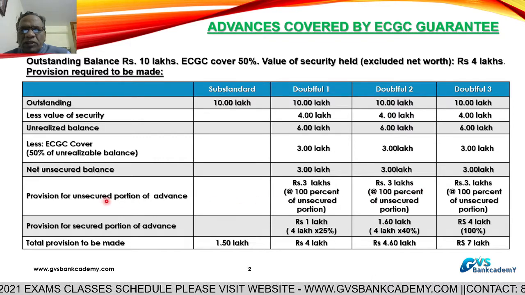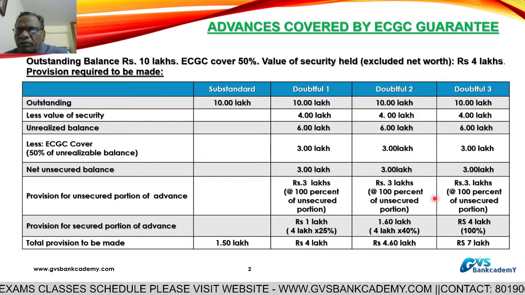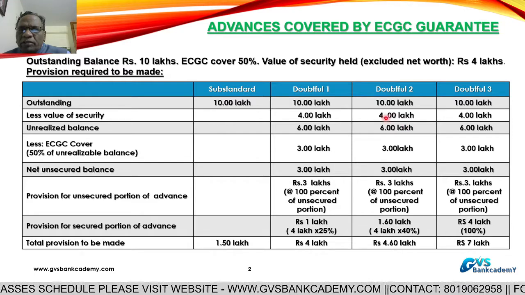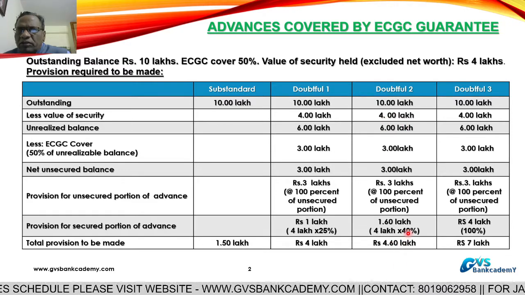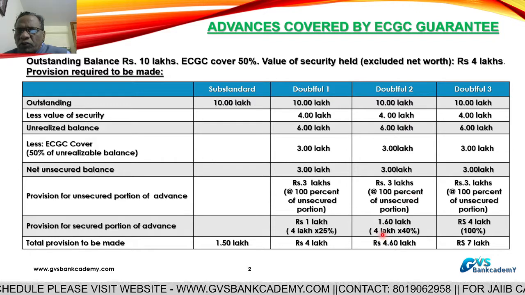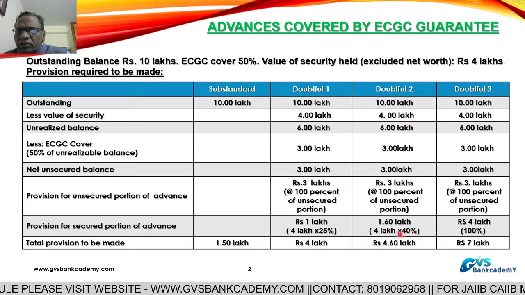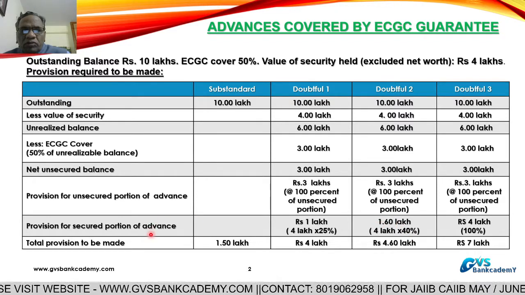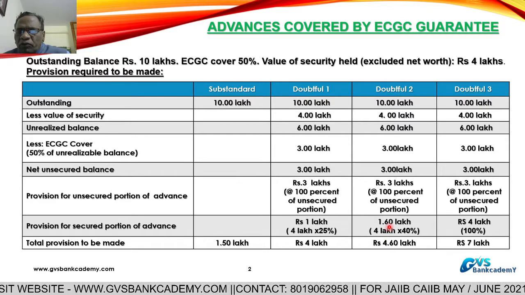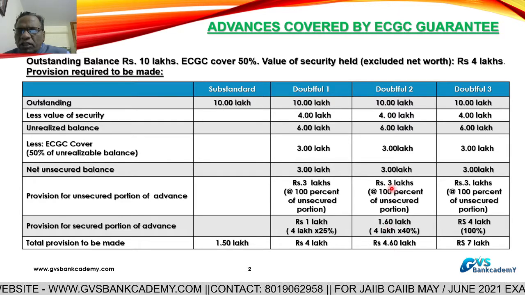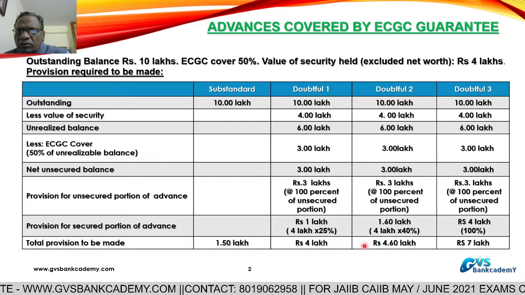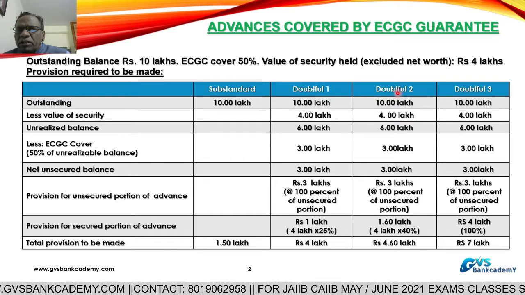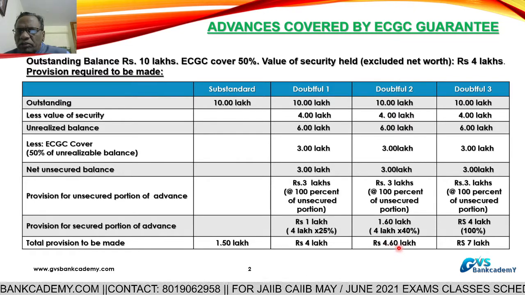On this 3 lakhs you have to make 100% provision, since in the doubtful category the unsecured portion is 100%. For the secured portion in doubtful 2, 4 lakhs into 40%, that is 1 lakh 60,000, is the provision on the secured portion of the advance. Secured portion 1 lakh 60,000 plus unsecured portion 3 lakhs, total 4 lakh 60,000. This is doubtful 2, meaning the third and fourth year of NPA.